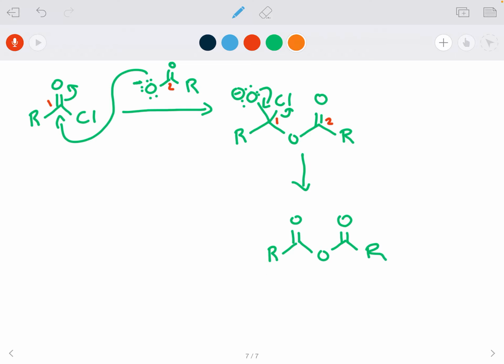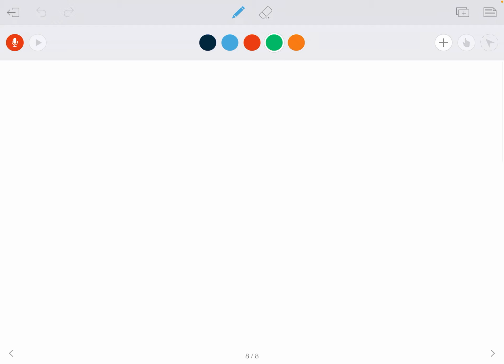Now these R groups aren't necessarily the same R group. Right, I'm just labeling them as R's to be generic, but this can be an unsymmetrical compound. Now, all of the reactions that we saw with the acid chloride will occur with the acid anhydride as well. The only difference between the two is what the one substituent is.